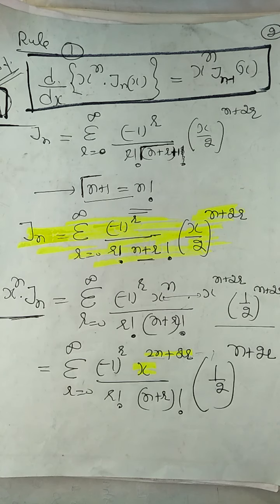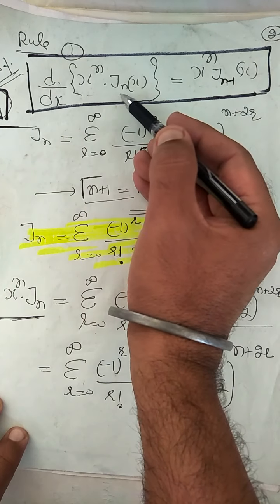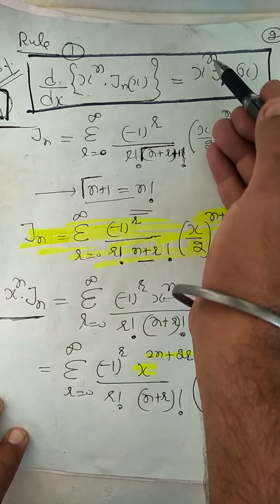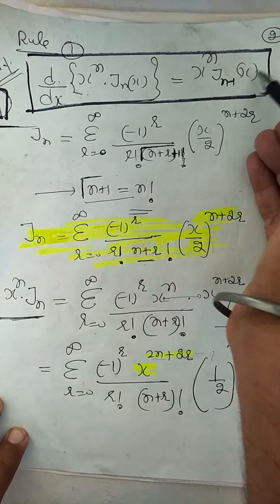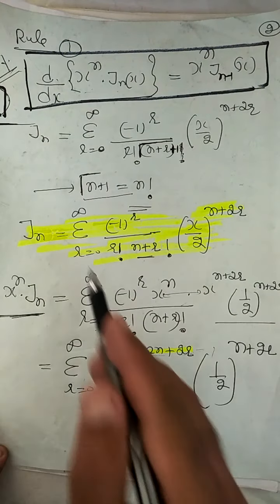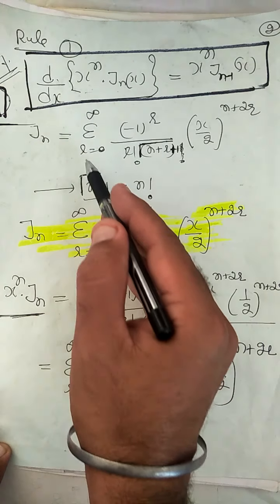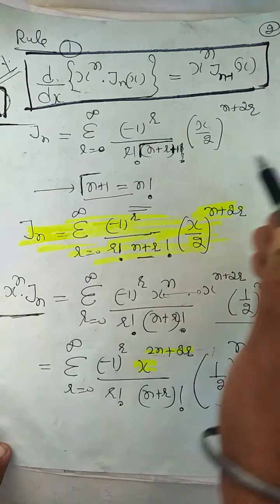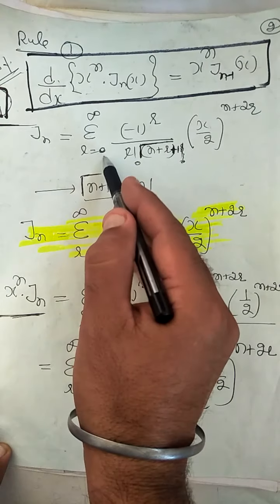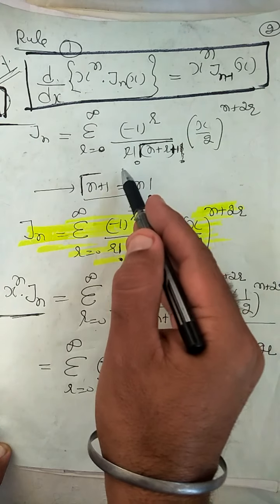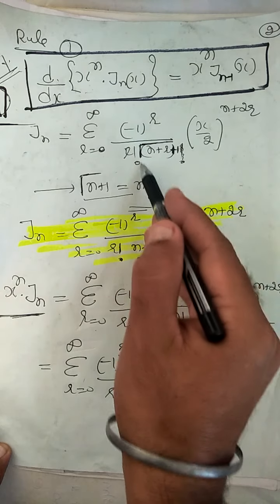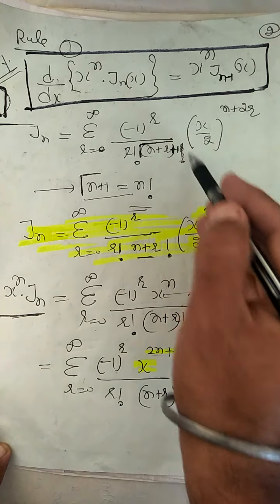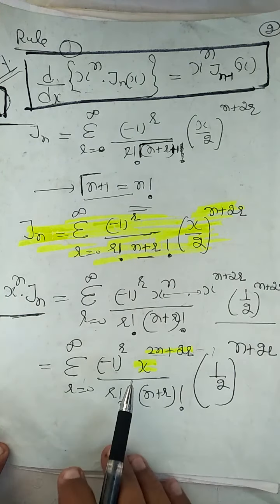So now we will proceed with the first recurrence relation. The first recurrence relation is d by dx of x raised to the power n into Jn(x) is equal to x raised to the power n into J n minus 1 (x). We'll start with Jn. Jn is given by its natural value: summation r equal to 0 to infinity, minus 1 raised to the power r, divided by r factorial, gamma n plus r plus 1, x by 2 raised to the power n plus 2r.